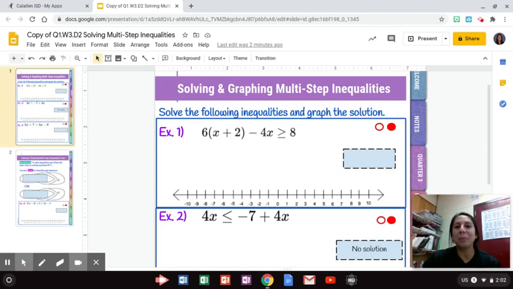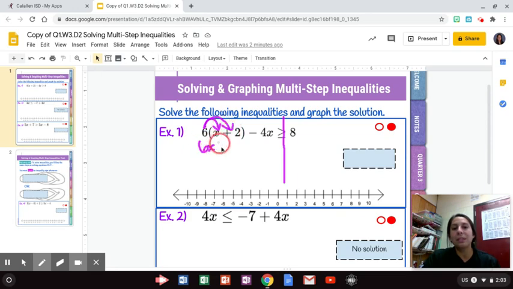Hey guys, today's September 1st, and we're going to be going over how to solve and graph multi-step inequalities. So you'll notice that here on the left-hand side, we have 6(x + 2) - 4x. You're going to draw your line down the inequality because this is how we normally solve equations. It's very similar. We're going to distribute the 6 into our parentheses.